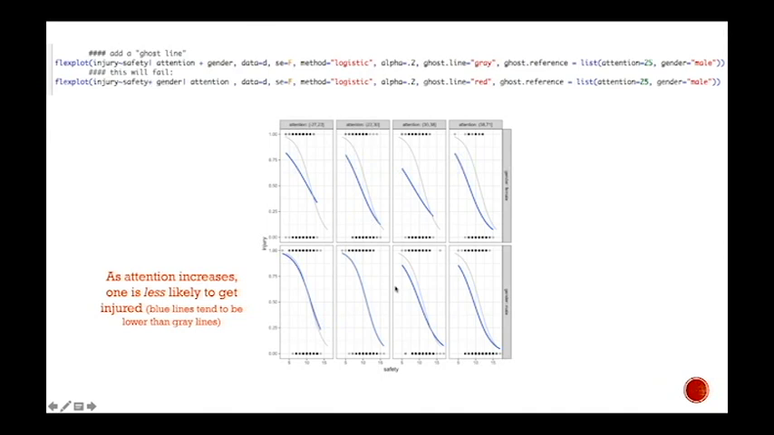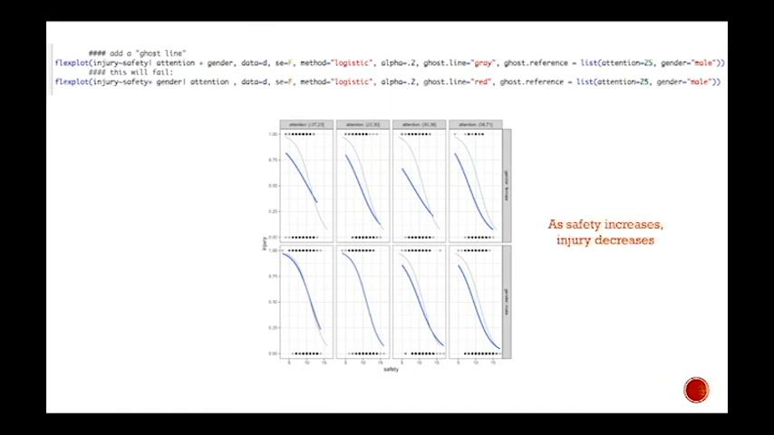So you'll notice that at low levels, the lines, at least for the males, are basically the same, but as you increase, notice how the blue line gets progressively a little bit smaller. So these blue lines are saying that those with higher attention scores tend to have lower probabilities of getting injured, which is kind of cool. And of course, as safety increases, injury decreases, which we've seen throughout all the panels.